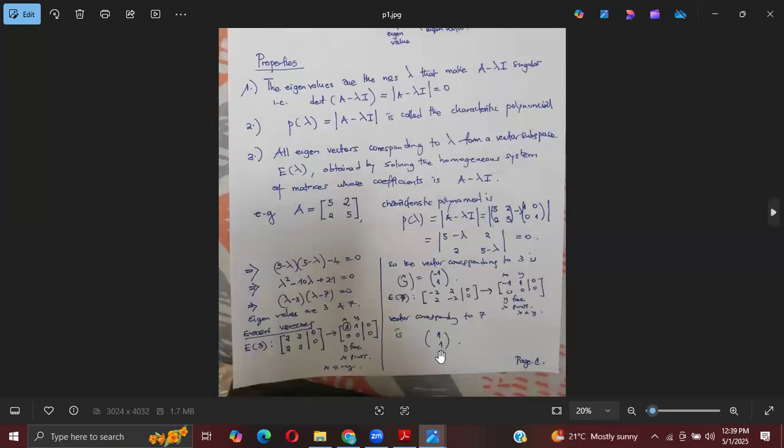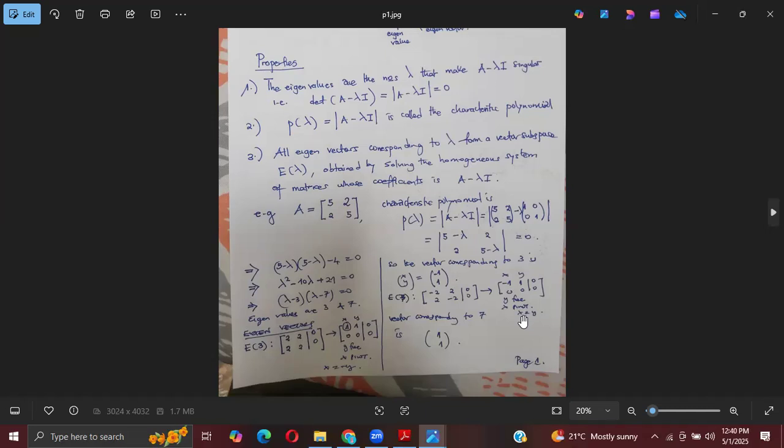So if somebody writes 2, 2, it's still a right answer, yes. Just to clarify, this 1, 1, we got it because after solving those two equations we were left with minus x plus y equals 0, so that we ended up getting x equals y.